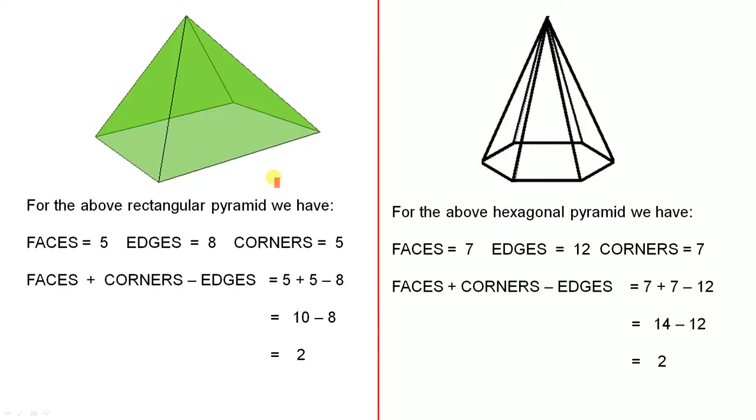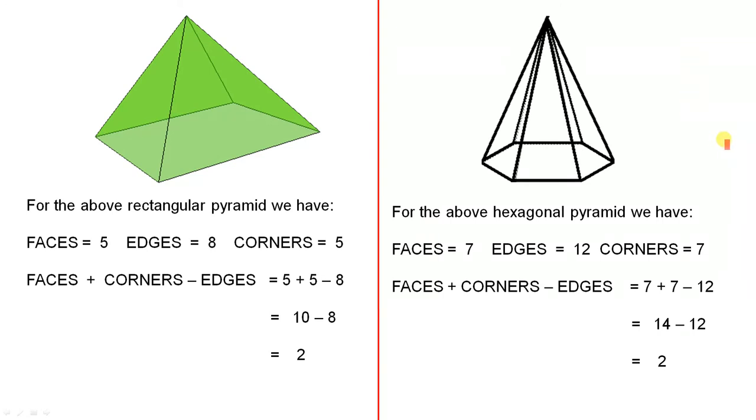For the above rectangular pyramid we have the number of faces is 5, the number of edges is 8, and the number of corners is 5. Faces plus corners minus edges is 5 plus 5 minus 8. 10 minus 8 is 2. Again we get an answer of 2.